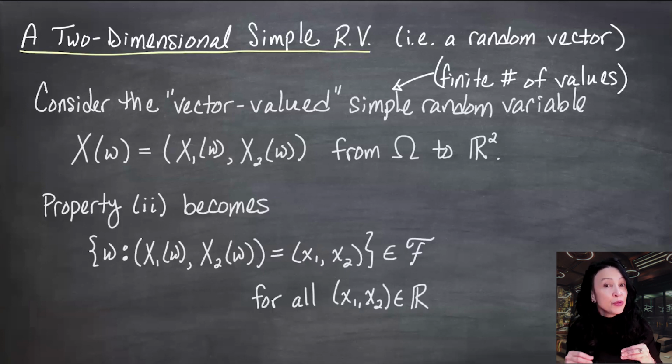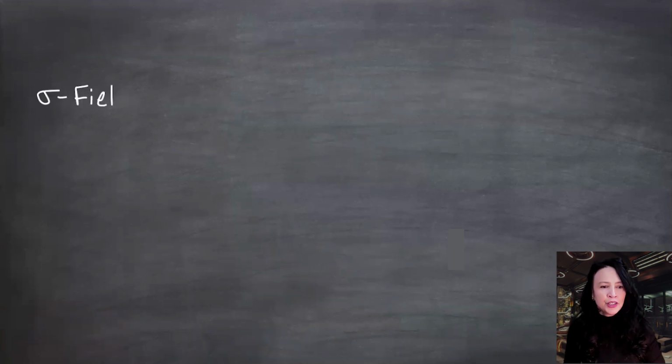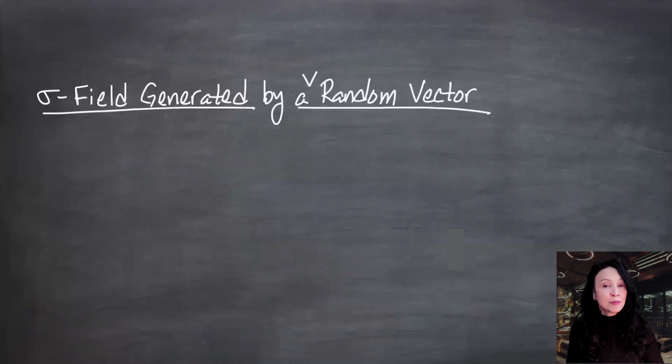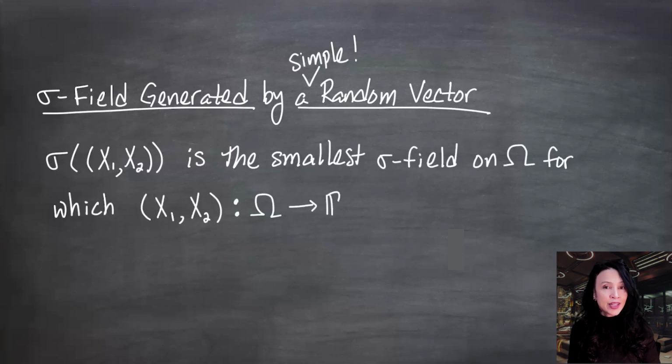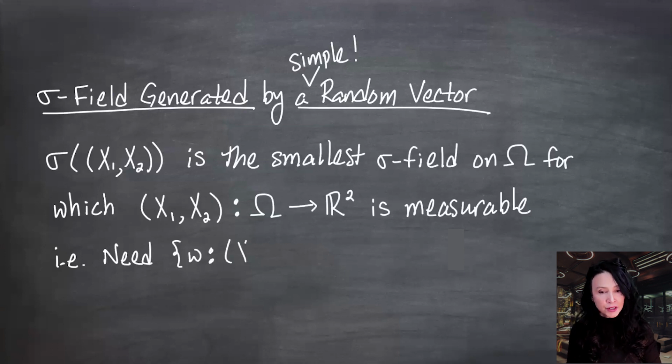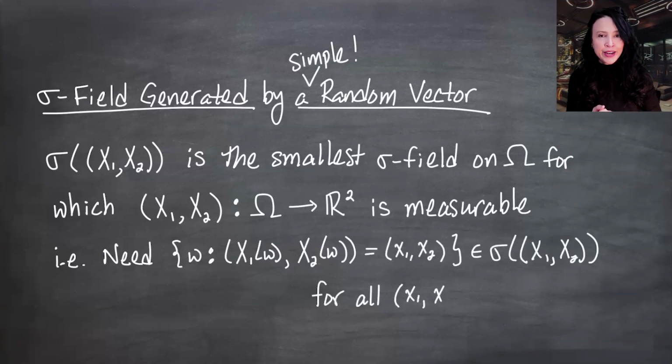And so let's move on to a sigma field generated by a two-dimensional random variable. The sigma field generated by X1 and X2 is the smallest sigma field on omega for which the function X1, X2 that takes points in omega and spits out points in R2 is measurable. And the measurability condition is that pullback condition we just talked about. So we need all the omegas for which X1 and X2 map to any particular point in the two-dimensional reals. We need that to be in the sigma field, and that's not enough to define it. We need the sigma field also to be the smallest.